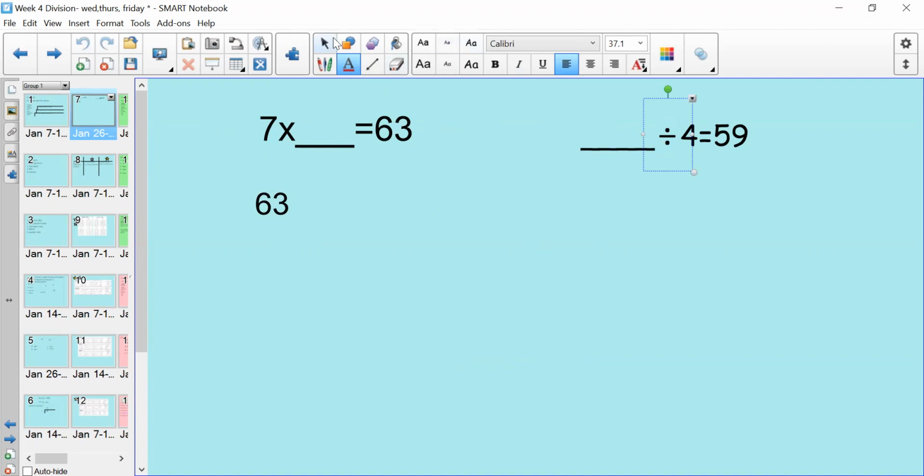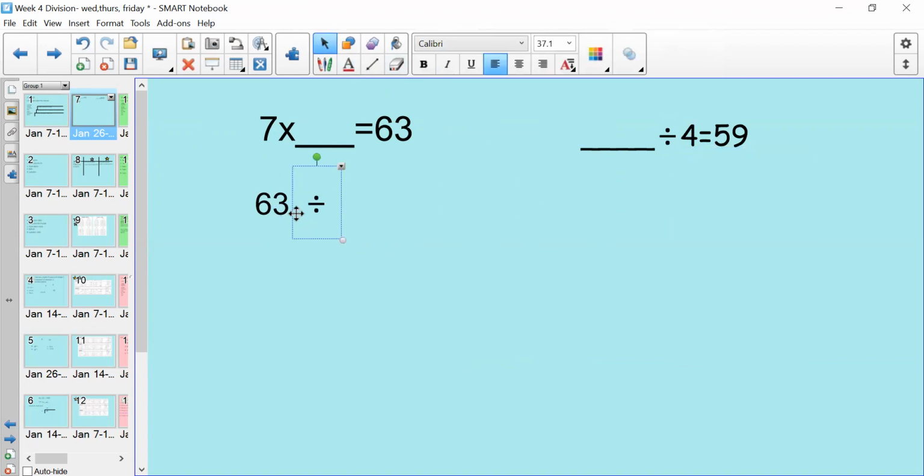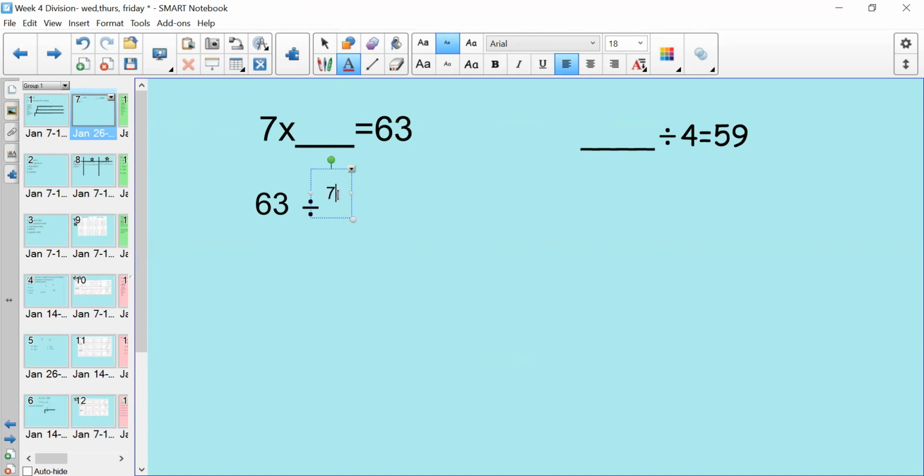Then you would have your divided by, then you would have 7, so we'd divide by 7, and then that would equal whatever number goes there. But most of the time, it's easier to use your multiplication knowledge to work it out. So if you know your 7 times table, you will know that 7 times 9 is 63. Therefore, 63 divided by 7 equals 9.